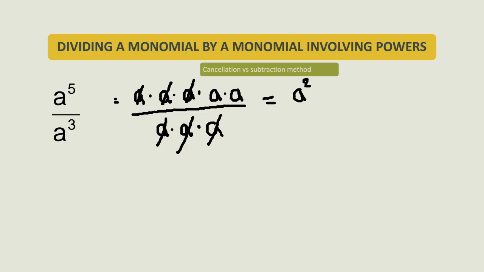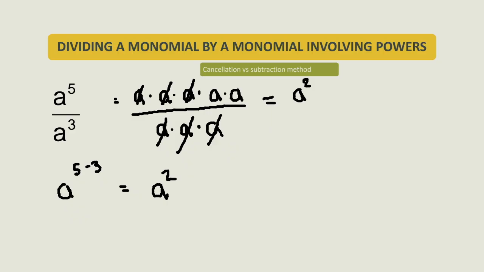But the other way to do this is using what we call the subtraction method. So 5 take away 3. When we have division, like in multiplication we were able to add those exponents, right? In division, we're actually able to subtract. So it's the opposite, which makes sense. 5 take away 3 is going to be a squared. So we have an a to the power of 2, which we also got in the first answer. So we can use those exponents and subtract them, and it makes our life way easier.